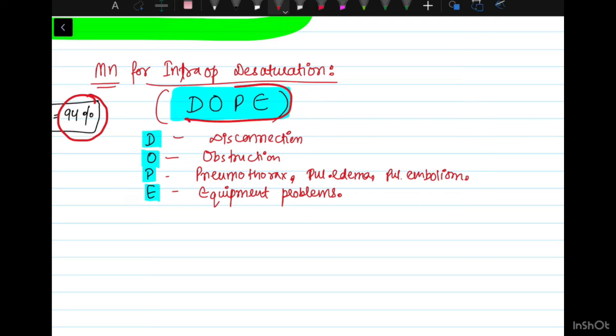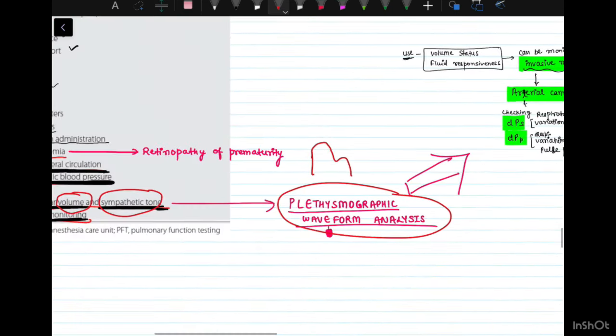There is a mnemonic for intraoperative desaturation: DOPE. If the patient is desaturating in the OT, you have to think of disconnection, obstruction, pneumothorax, pulmonary edema, pulmonary embolism, or some equipment problem. That is, the SpO2 probe itself has some issues. That was the equipment problem.